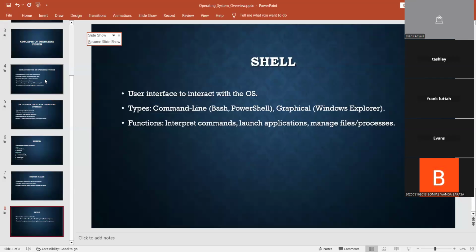So class, we have our last part for today's learning, which is the shell. We say the shell is the user interface to interact with the operating system. We have types: command line, graphic, and windows. Its function is to interpret the command, launch applications, and manage files and processes.